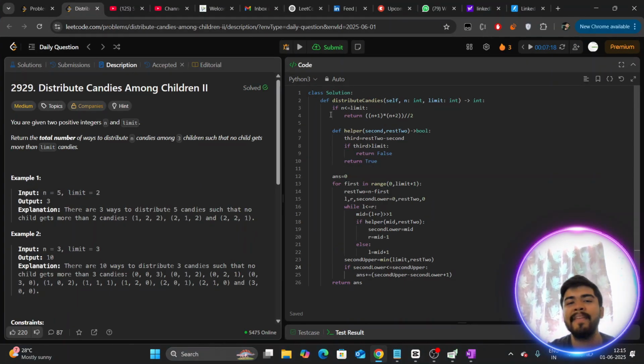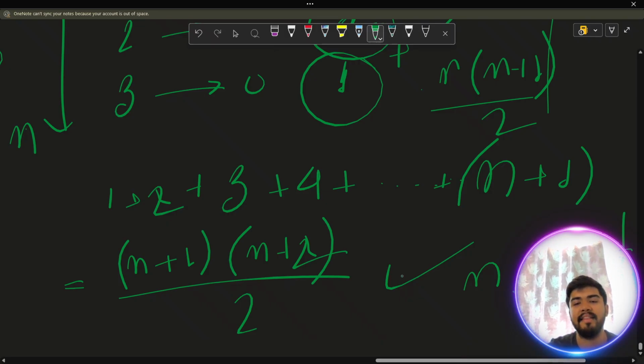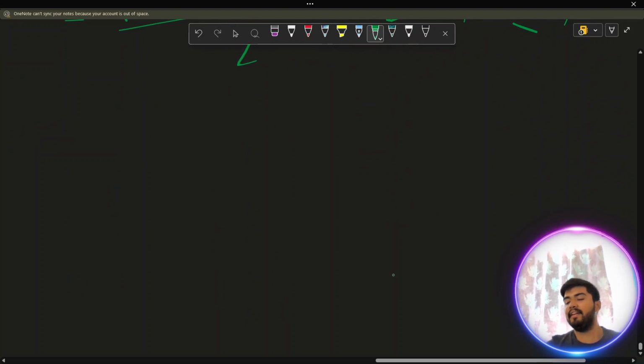That is very simple. I am checking if my n is smaller than limit, then I am returning n plus 1 into n plus 2 divided by 2, which we just saw in the notes. So I can directly use the formula. But if it is not, now define that particular block. That is the complex one. So now I have defined it.